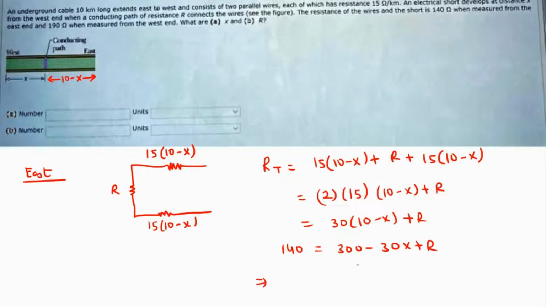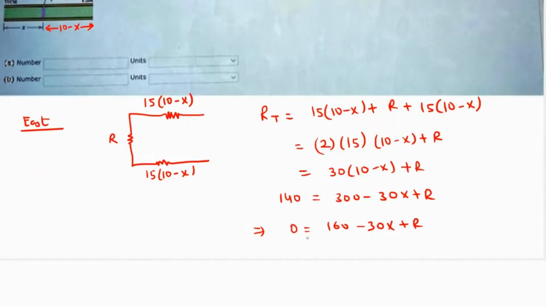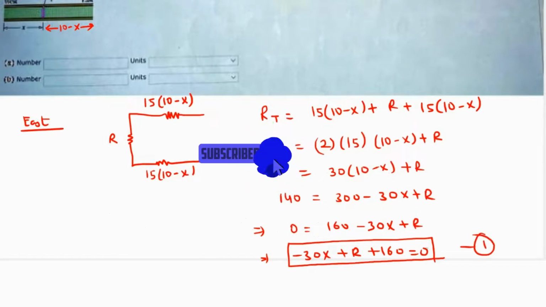If you rearrange, subtracting 140 from both sides, we get 160, because 300 minus 140 is 160. This is minus 30x, and this is plus R. If you flip the equation, it looks like negative 30x plus R plus 160 equals 0. Let's call it equation 1.